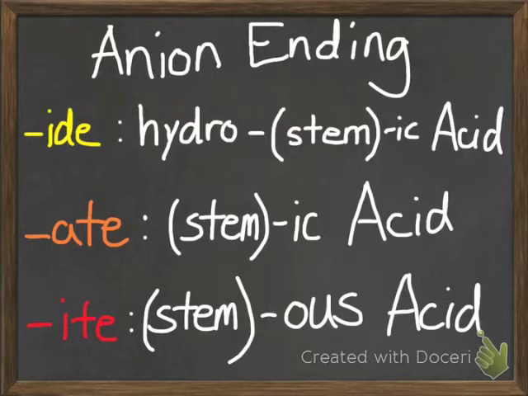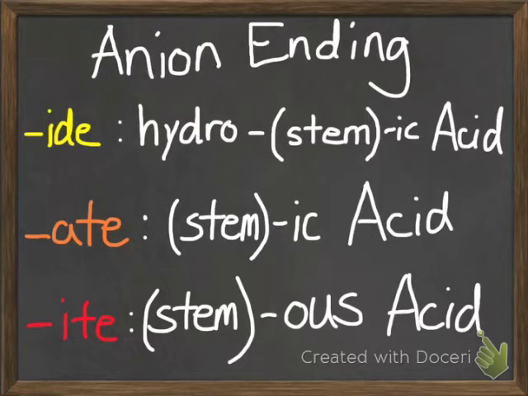An example that we've already talked about in this video would be hydrochloric acid. In hydrochloric acid, the formula is HCl. So the anion is chloride. Chloride ends in IDE, so we name it hydrochloric acid.